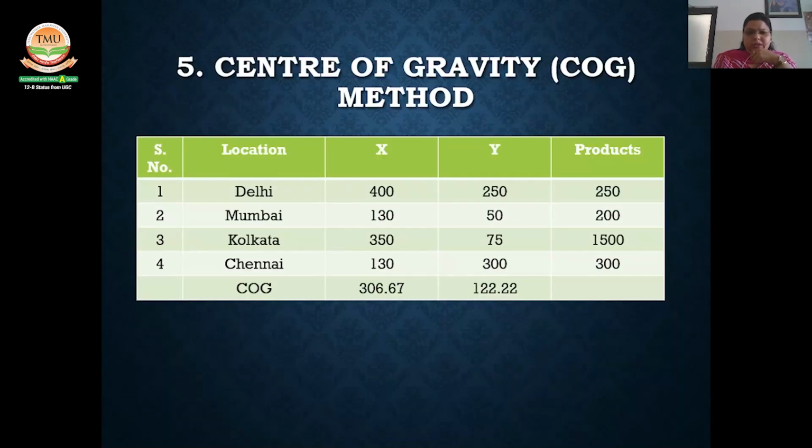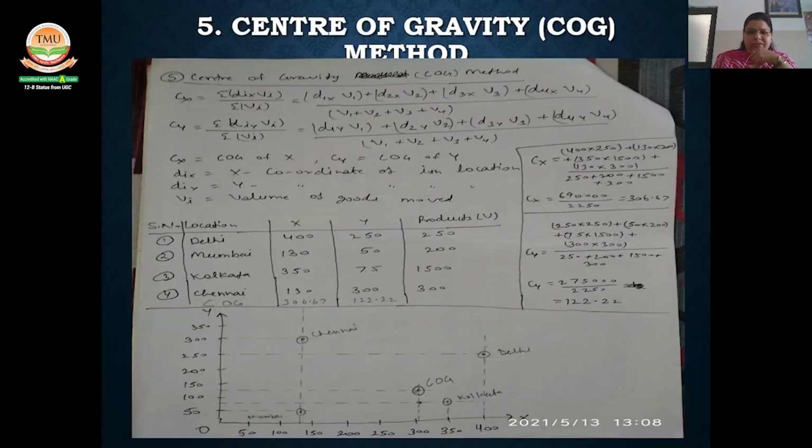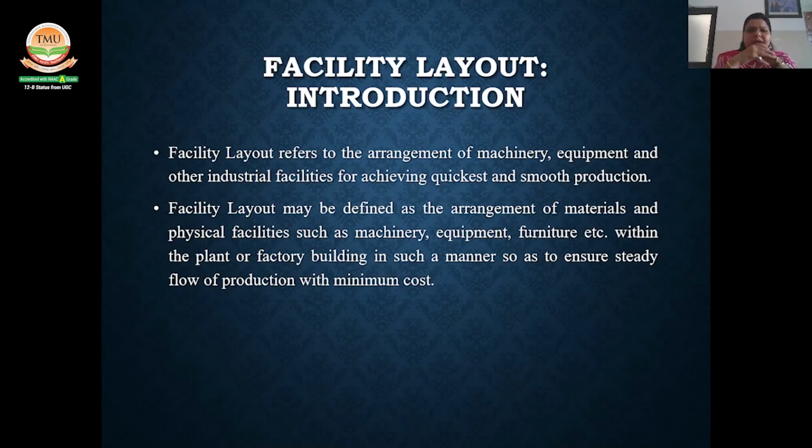Center of gravity method I will tell you afterward, and now I am starting facility layouts. What are facility layouts? Facility layout refers to the arrangement of machinery, equipment and other industrial facilities for achieving quick and smooth production. It means an arrangement of the machinery or equipment through which we can do the easiest production methods. We can find the easiest way to do our production.